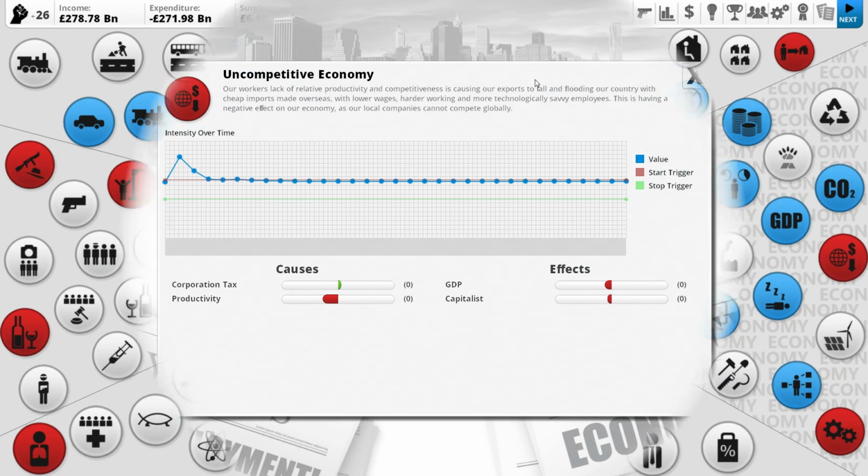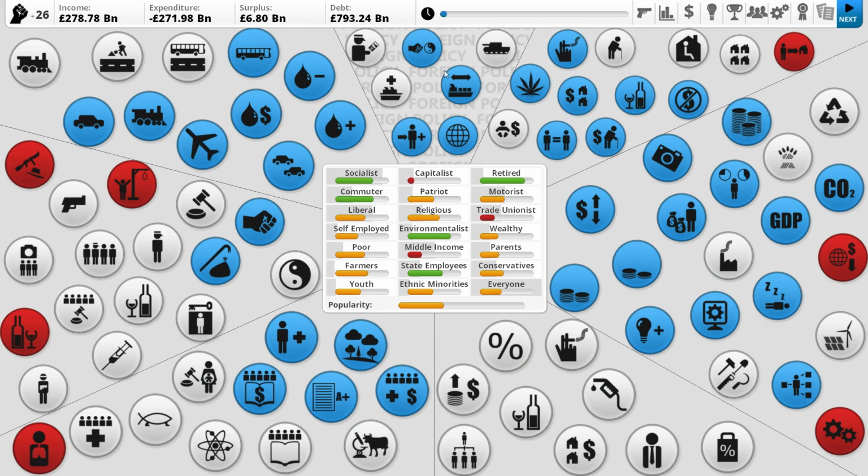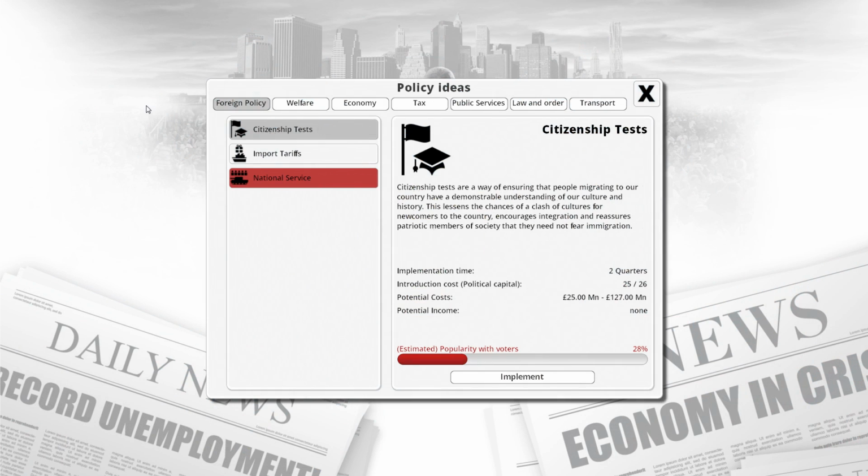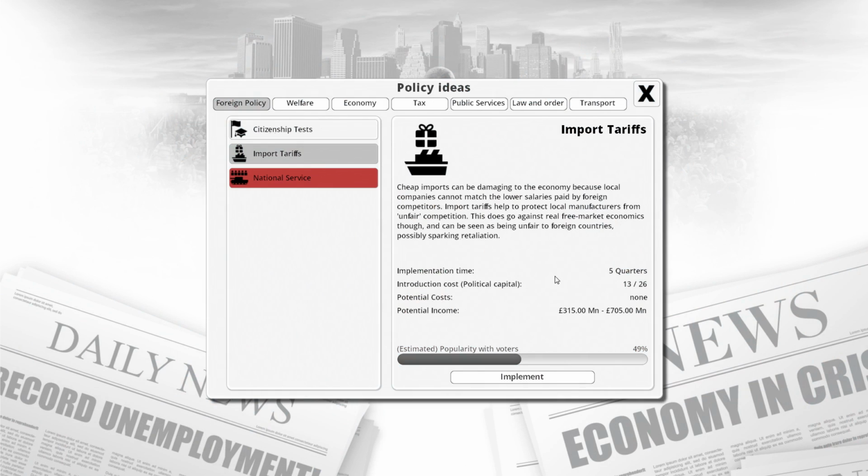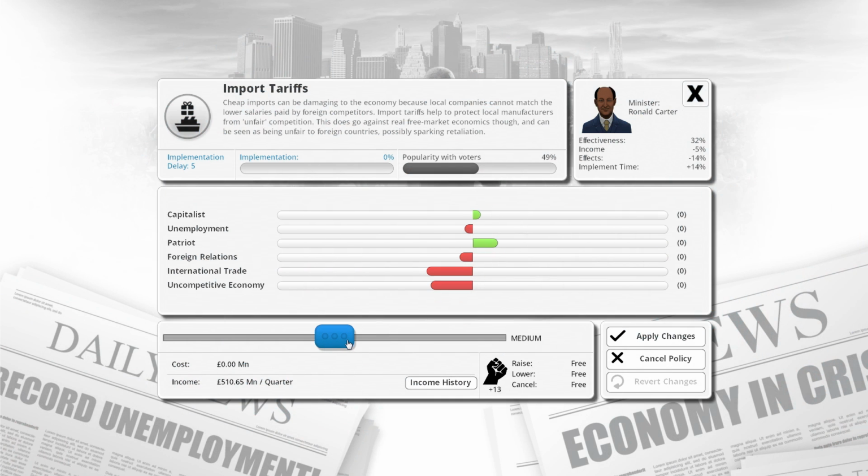So, let's first try to do something about the uncompetitive economy. And I think we're going to do that with import tariffs. As you notice, I've played it a little bit already. Not to say that I'm good at it, most of the time I don't make it to the next election. Let's implement that. Let's keep it at medium. It's free to increase it now. As you can see, the capitalists are happy with it. It's good for the unemployment.